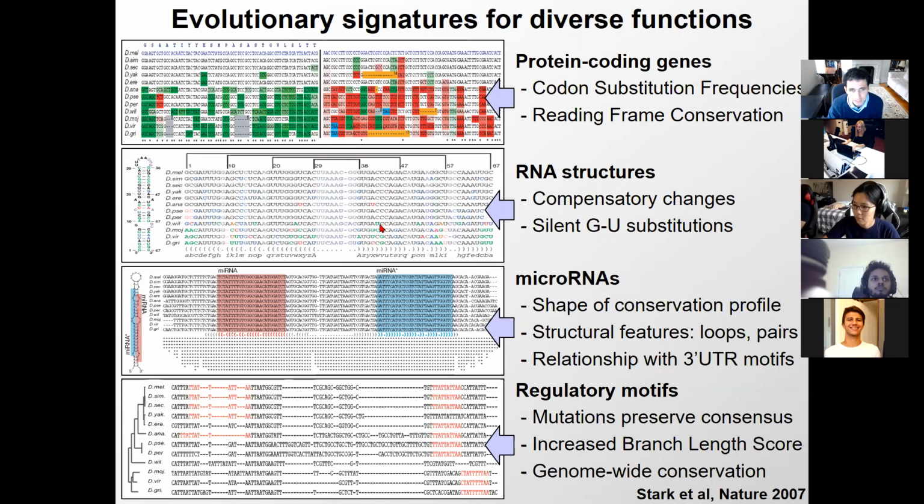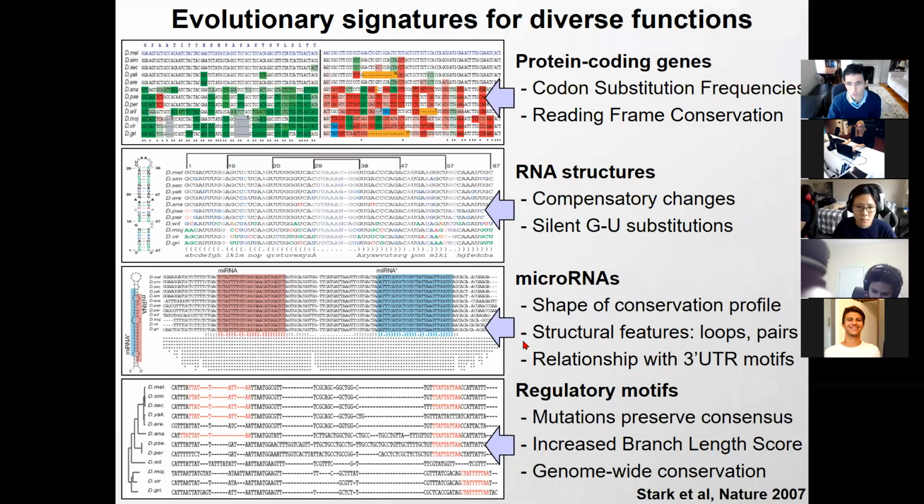Notice we're not asking how much conservation is there. We're asking whether the changes are specifically preserving a signature of selection for a particular function. So over here for protein coding regions, the white nucleotides are the ones where there was no change. We're not even using the white nucleotides. We're only using the colored nucleotides, which are the ones where a change has occurred, to basically look for these evolutionary signatures.